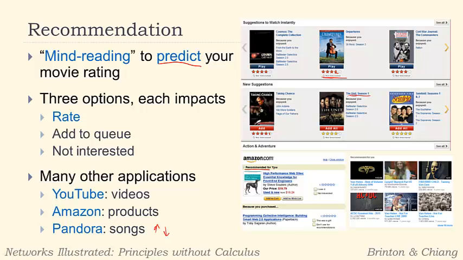In the optional reading for this course, we do have a whole other chapter on YouTube as well, where we talk about some of the other aspects of YouTube, like the spreading of information.